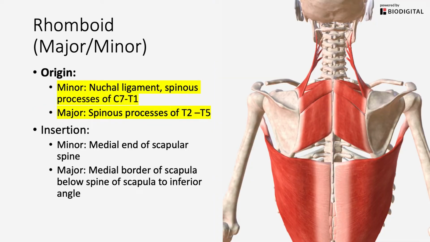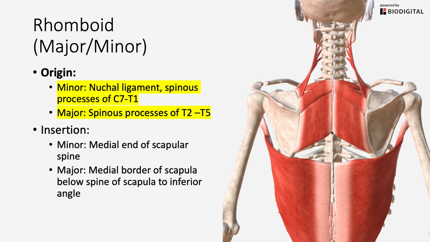And the next muscle right underneath your traps is your rhomboid. So your rhomboids, you're going to have rhomboid major and rhomboid minor. The origin for the minor is from C7 to T1 spinous process, has some attachment to your nuchal ligament too in your cervical region. And your rhomboid major is going to be right below that, so levels T2 through T5 spinous process.